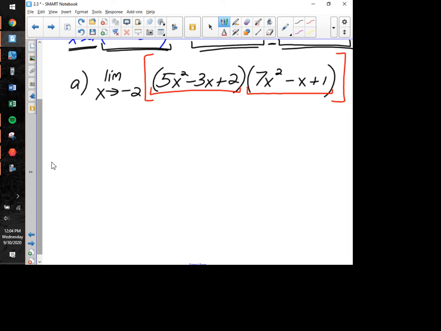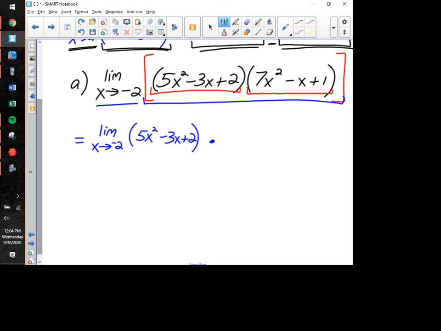So instead, we can use the product rule that says that the limit of a product can be broken down into the product of two individual limits. So this is the limit as x approaches -2 of 5x squared minus 3x plus 2. And once we find that limit, we can multiply that by the limit as x approaches -2 of our g of x, which is 7x squared minus x plus 1.